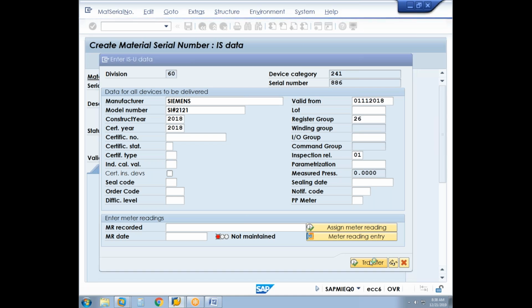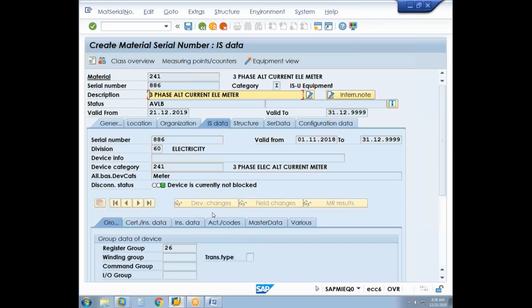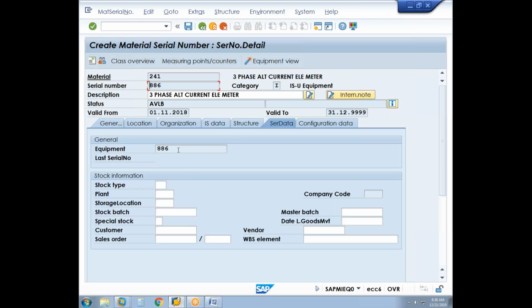Now it will create the data for the serial number and the equipment number. The serial number is 886. How has it fixed this number? Because that is the number for the equipment as of now. So if you go to serialization data, the equipment number is 886. Whatever the equipment number is, that is the data given to the serial number as well.